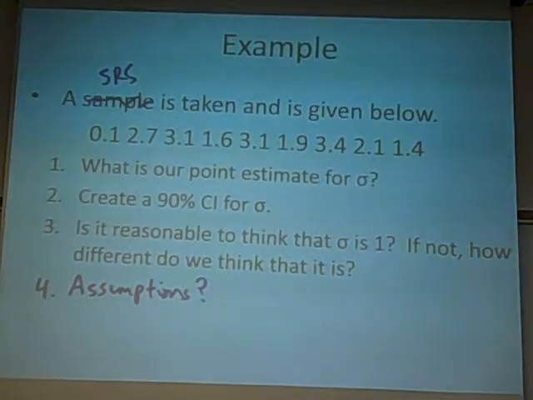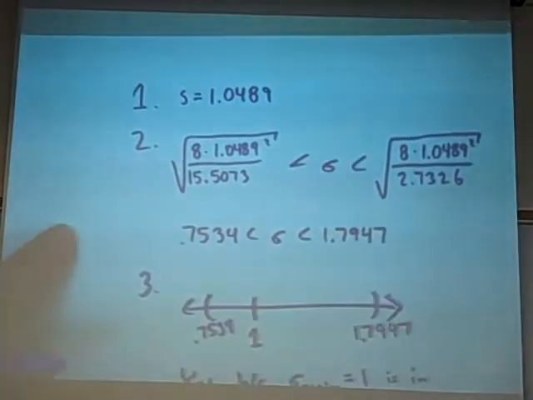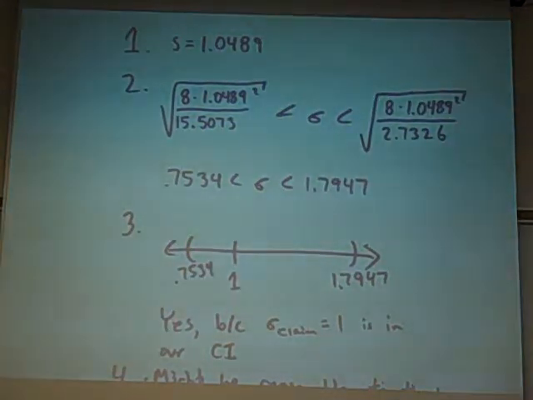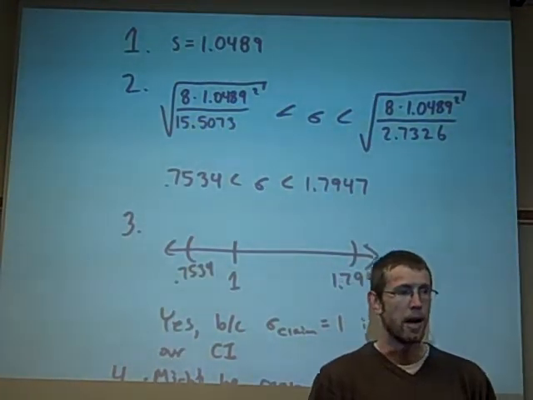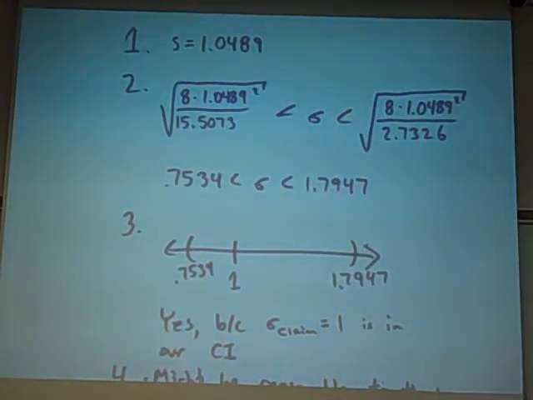In terms of the solutions, this is what I've got. Number one, if you wanted a point estimate, maybe the best we could do is 1.0489. Again, the S is biased for sigma, but that's maybe as well as we can do.